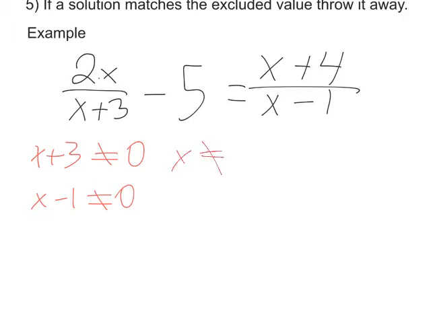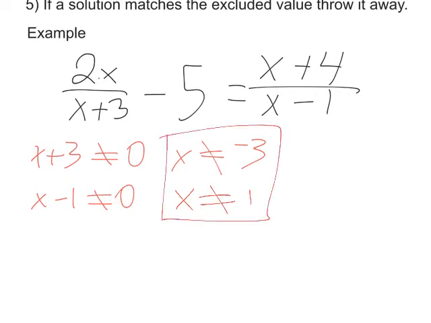If we solve that for x, we're going to see that x is not -3, okay, or should not be -3, and then do the next one, solve that one for x, and we find that x is not equal to +1, okay? So these are the 2 excluded values.